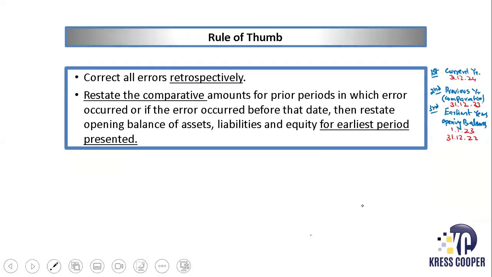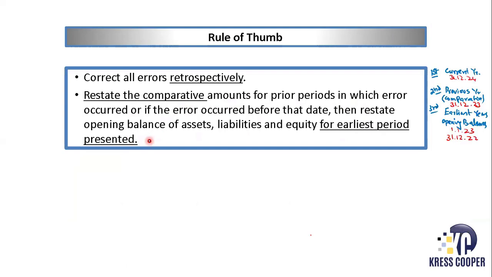The rule of thumb for accounting treatment to rectify such error is that we do retrospective restatement, exactly the same thing that you have gone through in the accounting policy change. Okay, so what we do, we restate the comparative amounts of the prior period in which the error occurred, or if the error occurred before that date, then restate the opening balance of the assets, liabilities, and equity for the earliest period presented. Again, the earliest period presented is the comparative information, the comparative column.